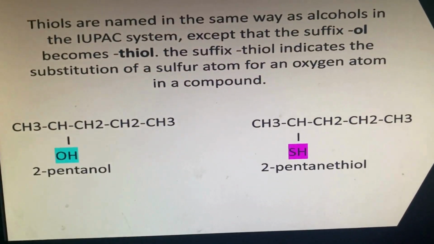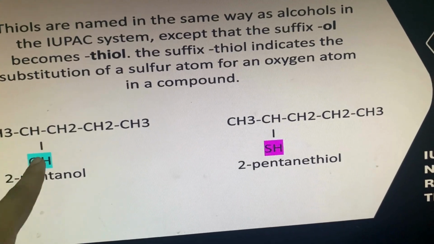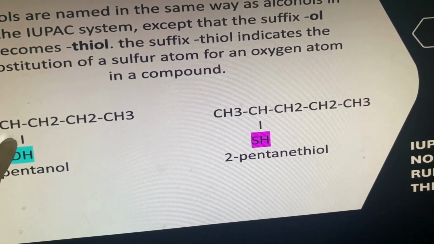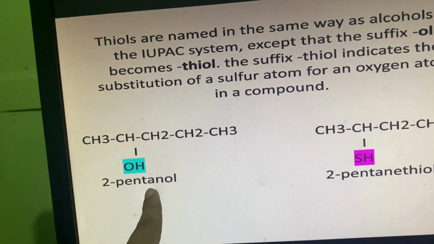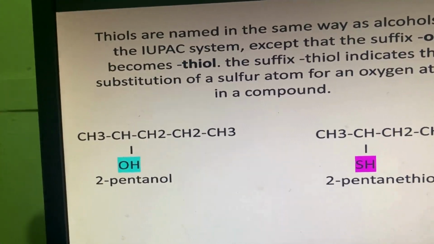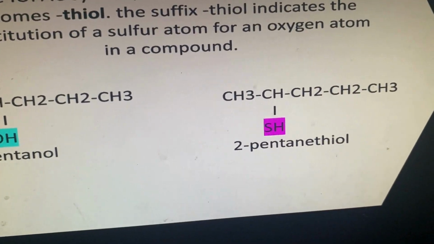So for example, we have right here on the left, this is pentane, but you can see the hydroxyl attachment on the second carbon from the parent chain. So this is named 2-pentanol, and since alcohol and thiol are named in the same way, all you have to do is change ol to thiol.